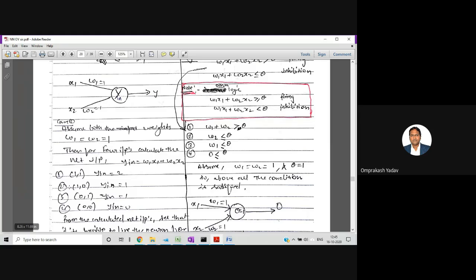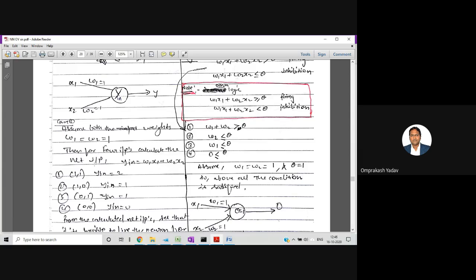For 1 0, for example, x1 is 1 and w1 and w2 are 1 1 only. So 1 into 1 will be 1, plus w2 into x2, which is 0 into 0, so this will become 0. So the y in will be 1. Then for 0 1, the first part will become 0 and the second will be 1, so y in will be equal to 1. For 0 0, both will become 0, so y in will be equal to 0.